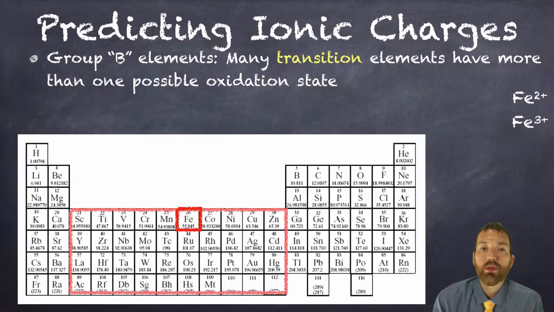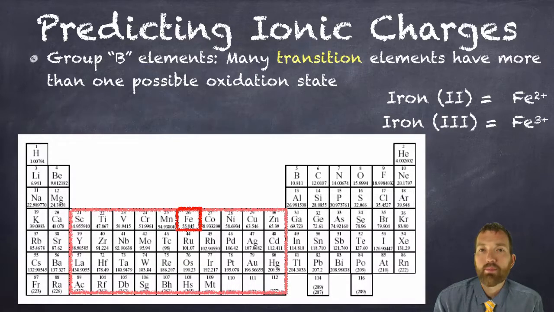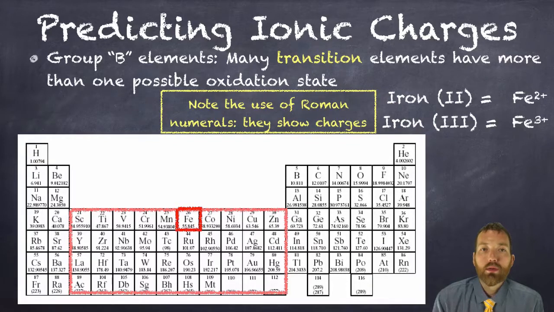So in these cases, the way we name them is with Roman numerals. So this would be iron Roman numeral 2. The Roman numeral stands for the charge, 2 plus. And this one would be iron 3. So note the use of the Roman numerals shows the charges.